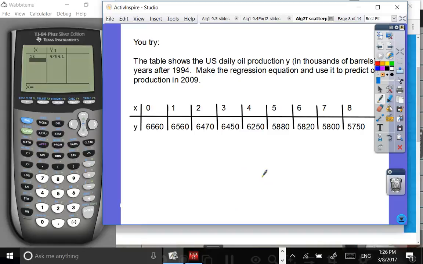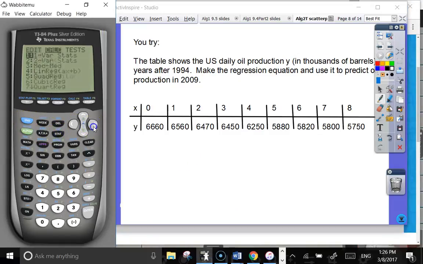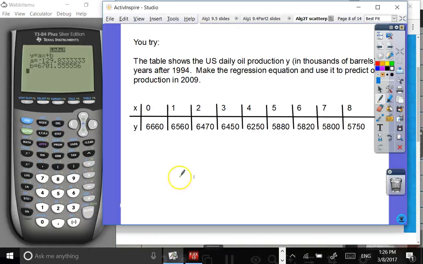Okay. Now, let me write this down. Stat, calc, 4. Wish this thing would write.